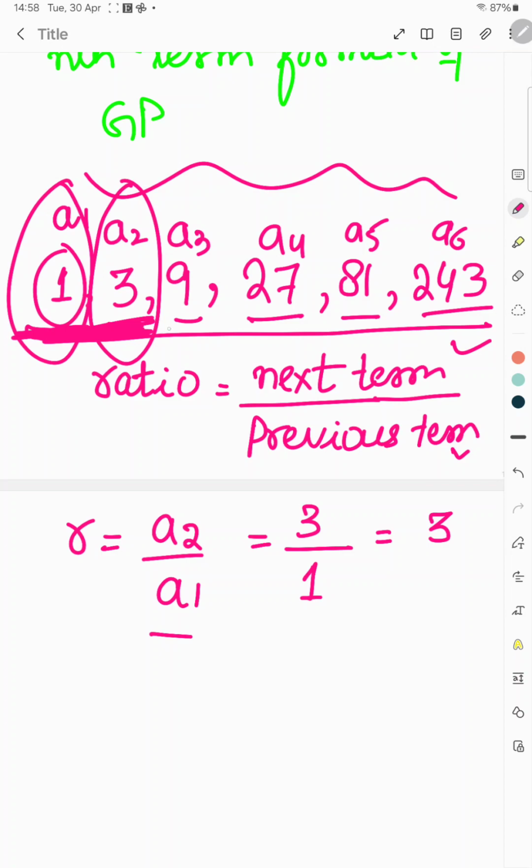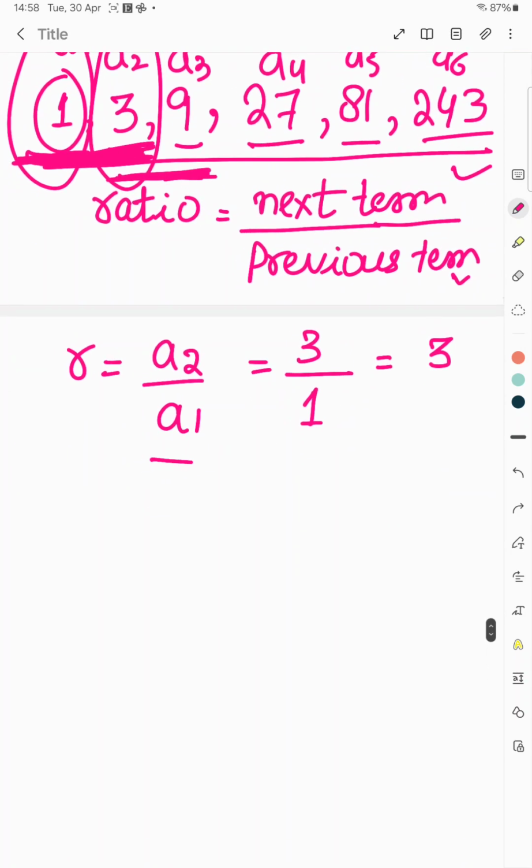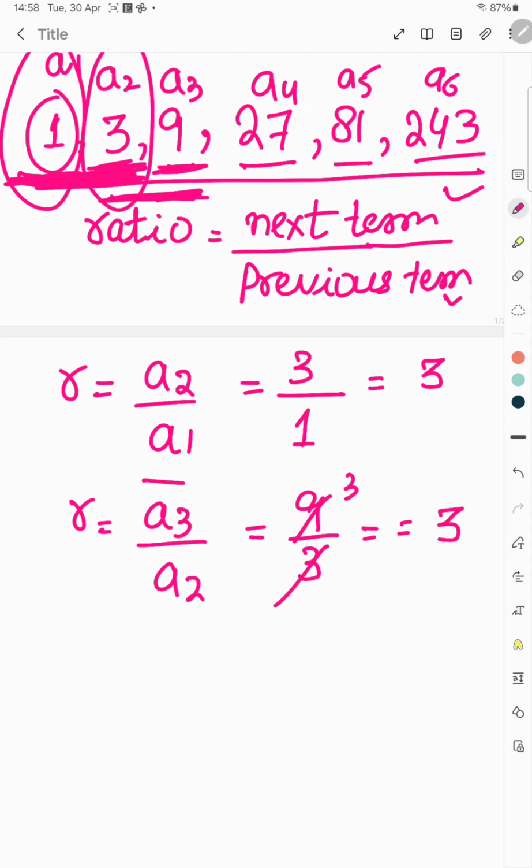Now we will go further and find the ratio between the next two terms. When we go to the next two terms, the previous term will become 3 and the next term will become 9. Okay, students. So again we will use the ratio formula. R is equal to a3 divided by a2. Here a3 is 9, which is divided by a2, which is 3. 3 ones are 3, 3 threes are 9. So here again we get the ratio 3.